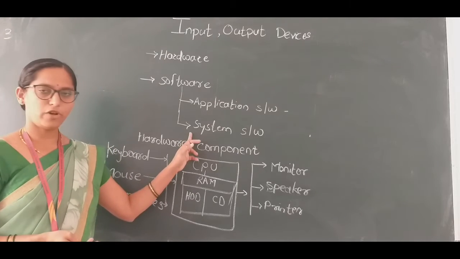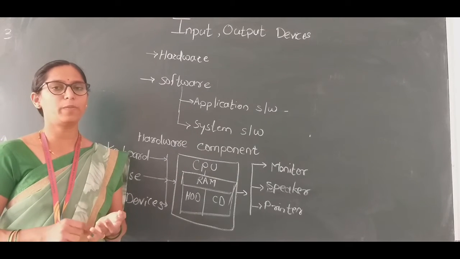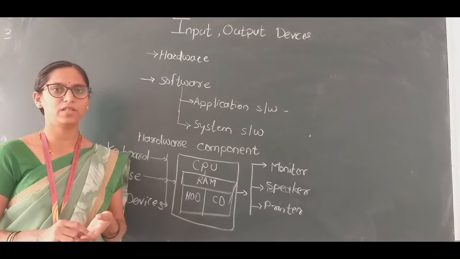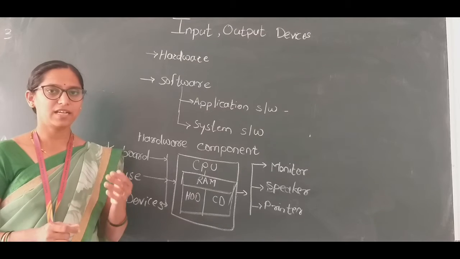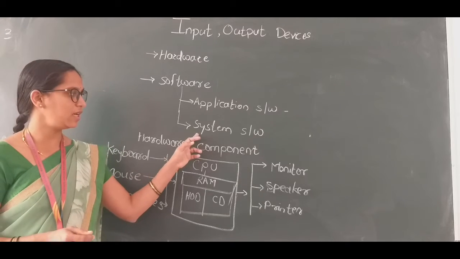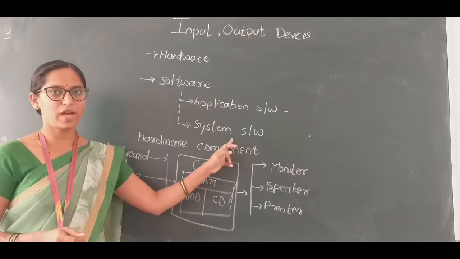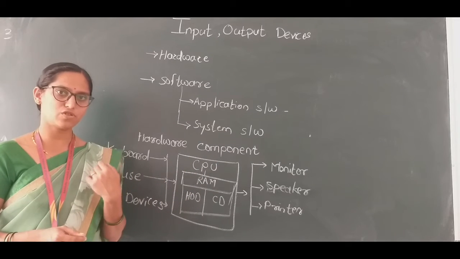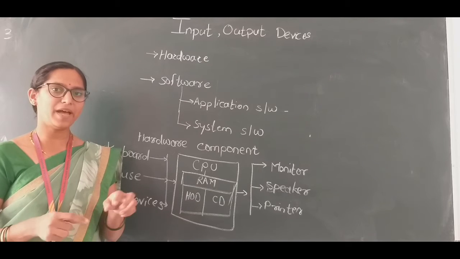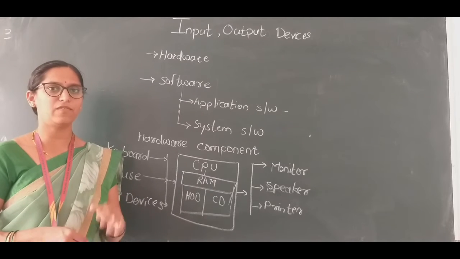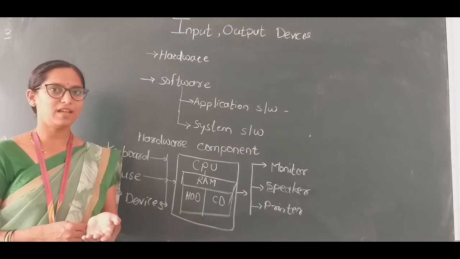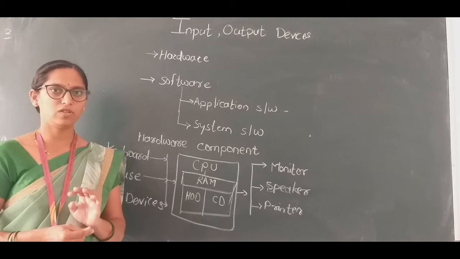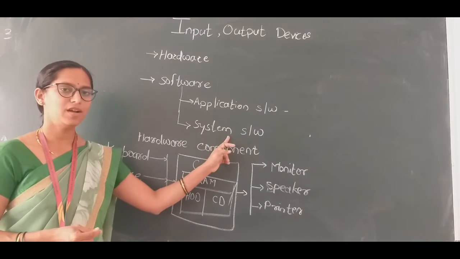For example, Windows XP operating system, then Windows 10, Linux, Apple, the different operating systems are included under the system software. Why? Because if system software is installed on a computer, the computer can manage everything internally and properly, and afterwards it can generate proper outputs or proper work. On that basis, system software is designed.